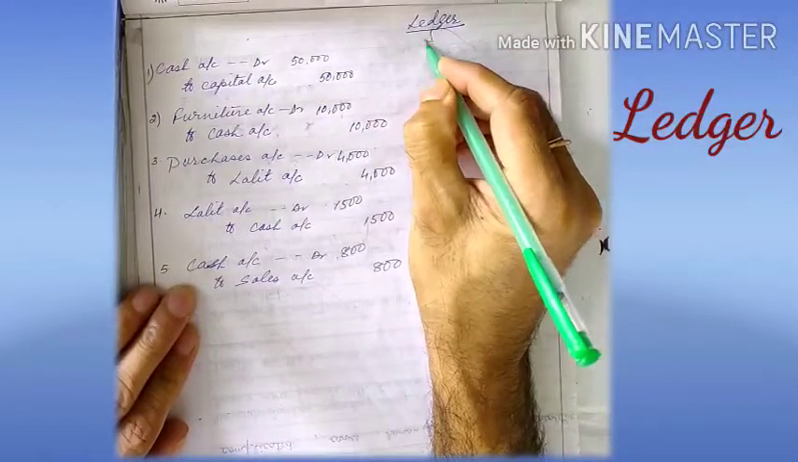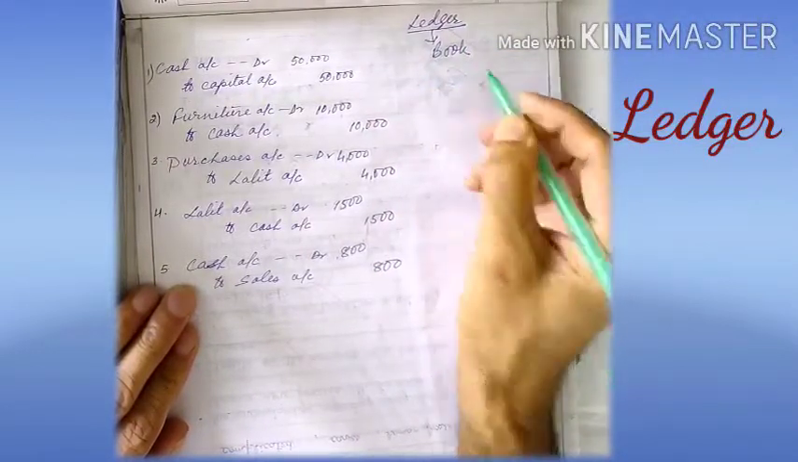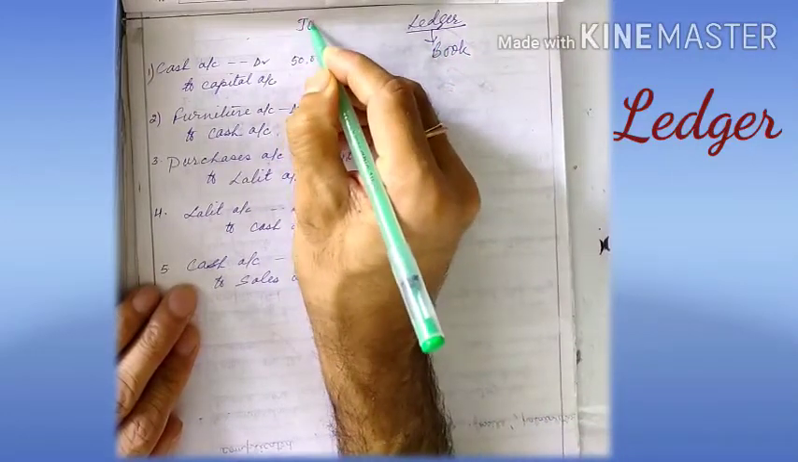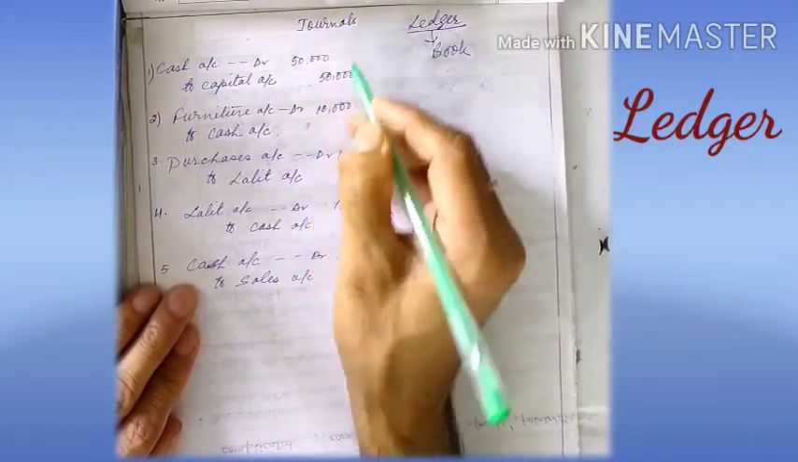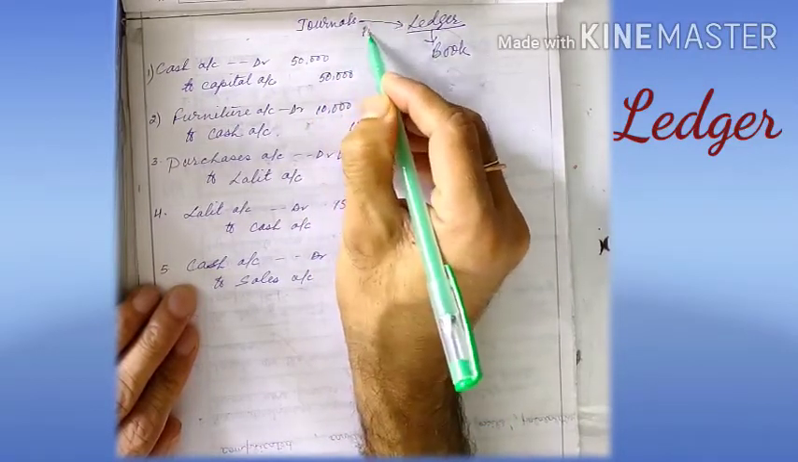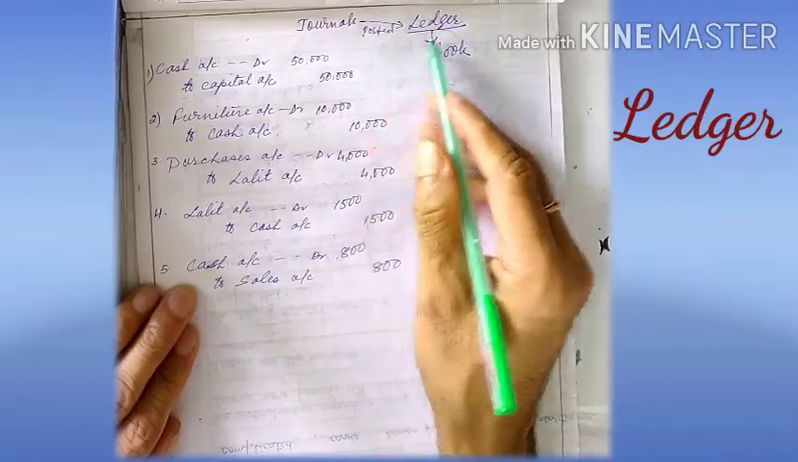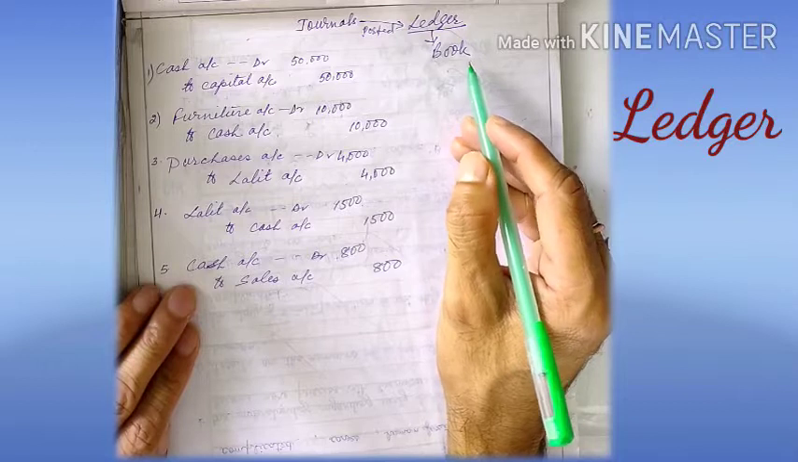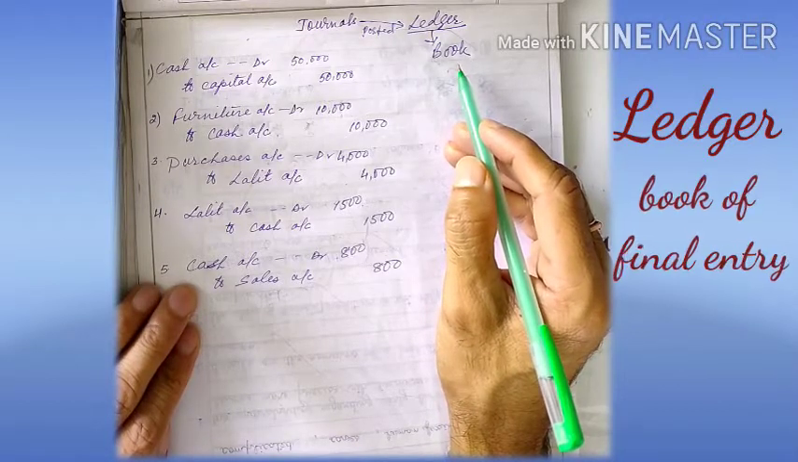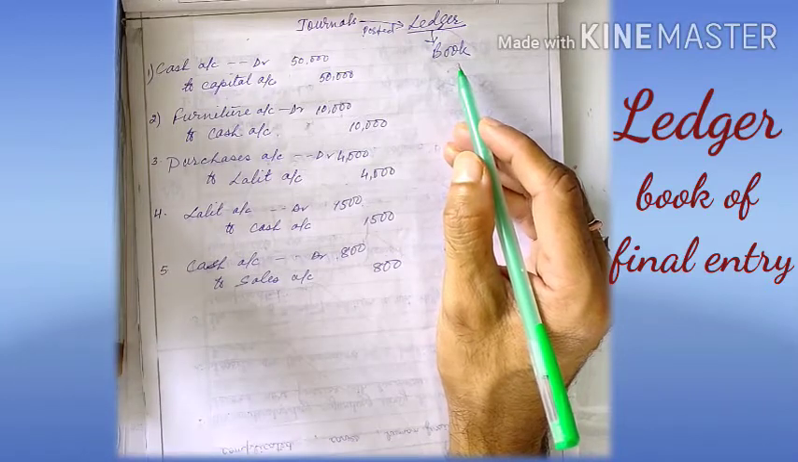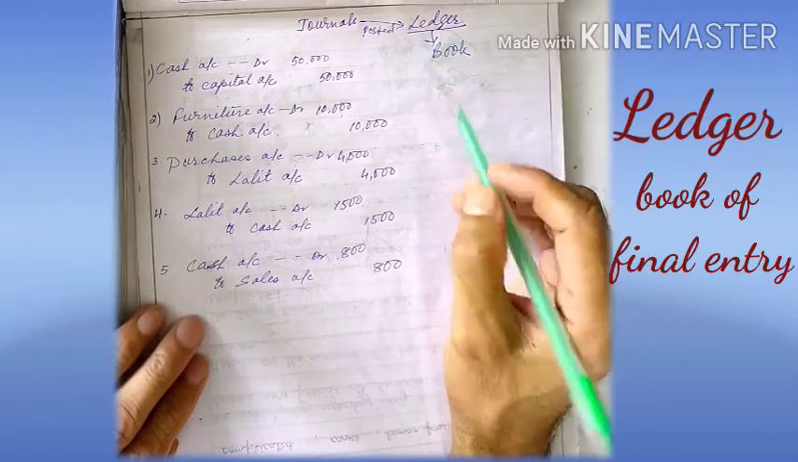Ledger. It is a book. It is called a book of second entry. This ledger is prepared from the transactions recorded in journals. From the journal, the transactions are posted to ledger, and the ledger is a book of second entry. This is also called book of final entry because the transactions which are first entered in journals are finally recorded in this book called ledger.